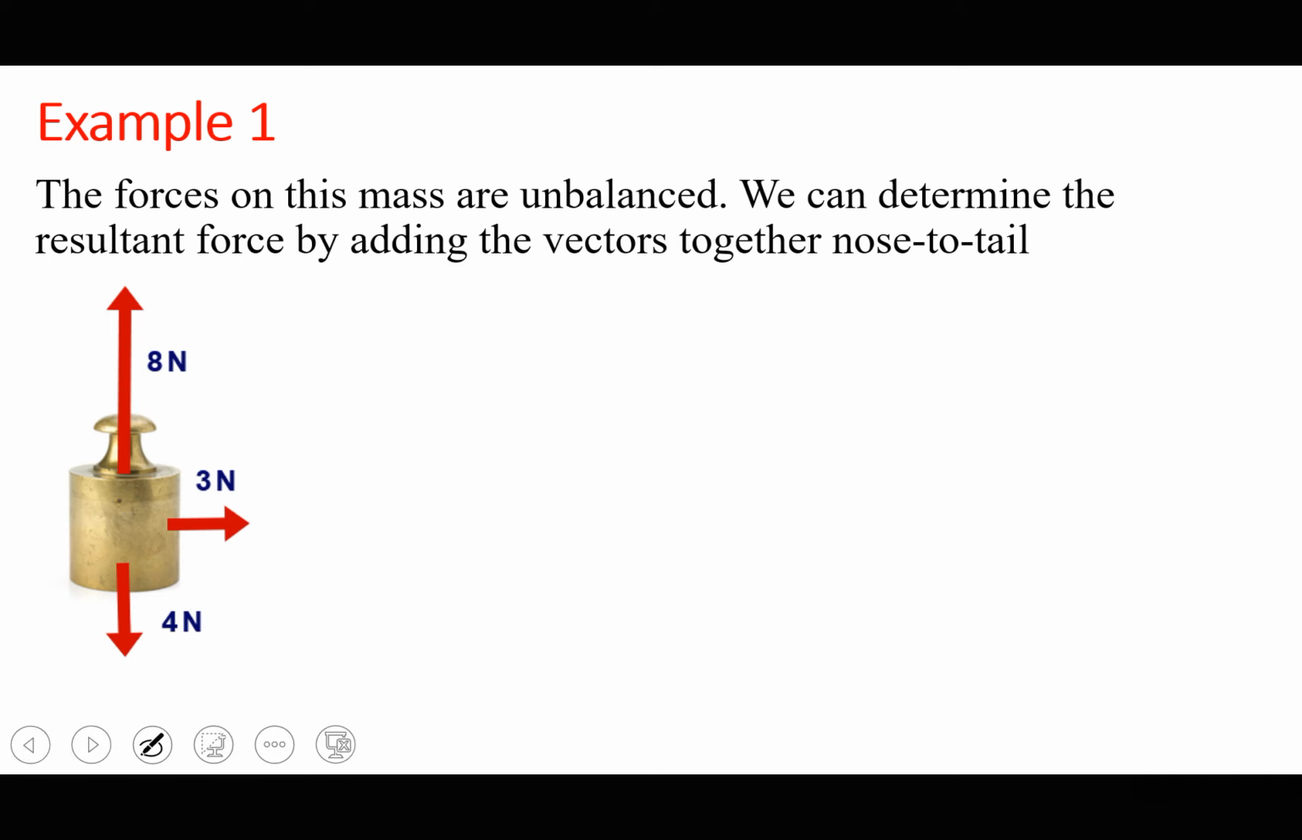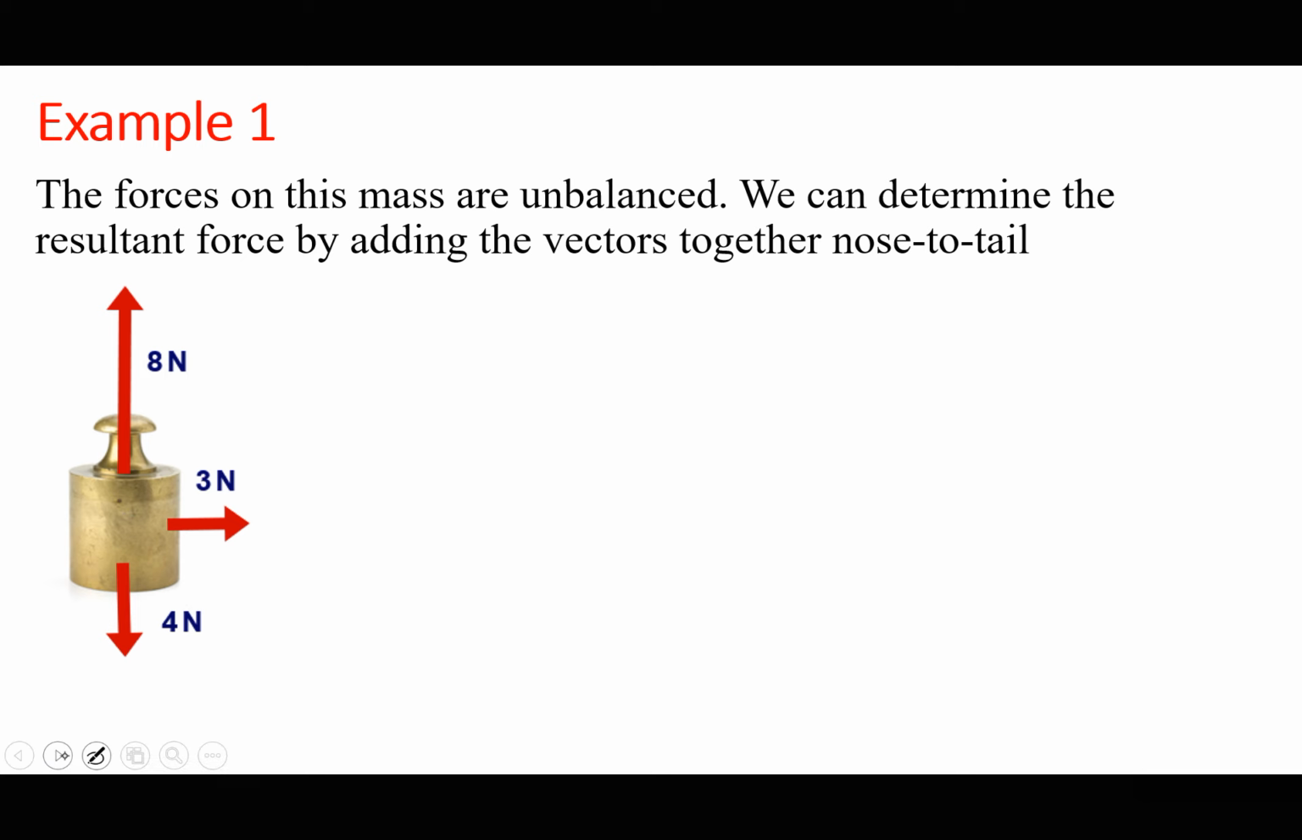The forces on this mass are balanced. We can determine the resultant force by adding the vectors together, nose to tail. So these are three vectors, and we can find the resultant by joining them head to tail or nose to tail. If we join them and we form a closed triangle, they are balanced. If we join them and the triangle is not closed, there is an imbalance.